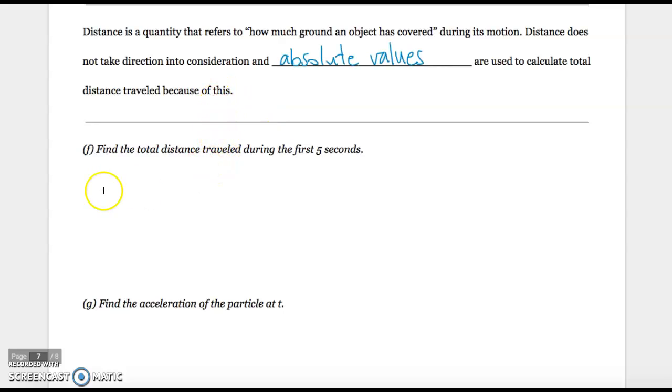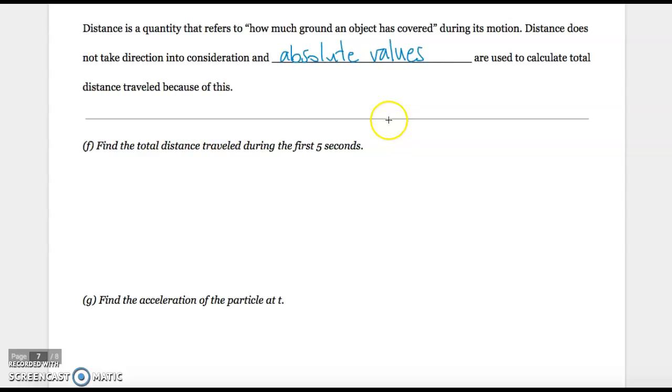So what we're going to do is find the total distance traveled of our same object during the first 5 seconds. To take this into consideration, we have to know what our position function was originally: t cubed minus 6t squared plus 9t. We also had to take into consideration where our object came to rest. So it came to rest starting off at 0 seconds, 1 second, and then at 3 seconds. And because they want to find the total distance traveled during the first 5 seconds, we can stop at 5 as well.